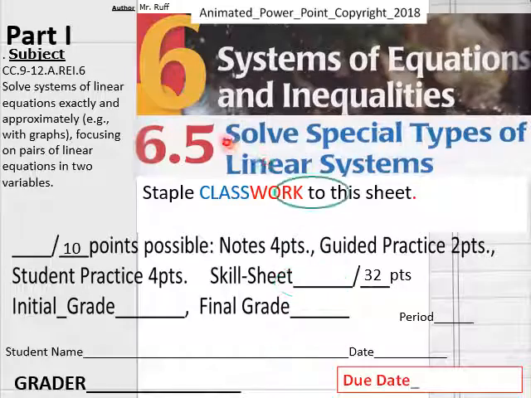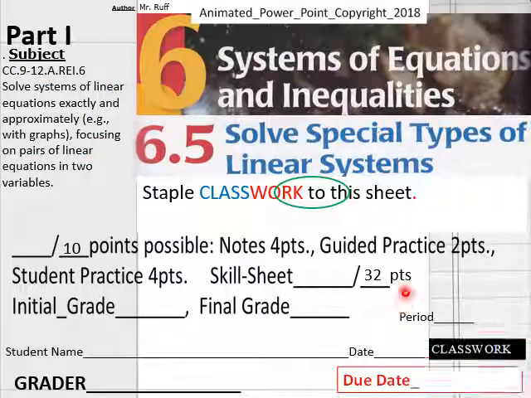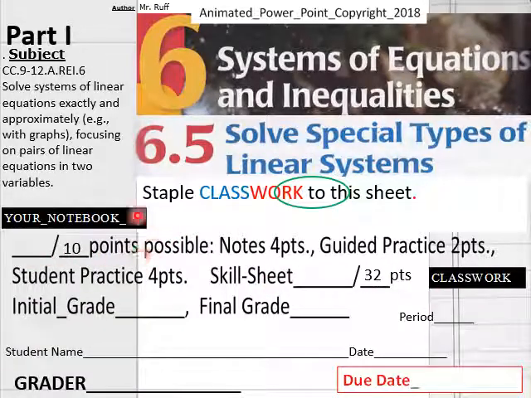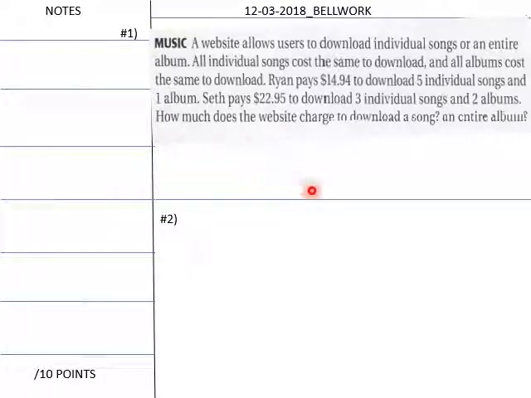6.5, solving special types of linear systems. So this is part 1 of this. Then we got a 32-point skill sheet here, and we got 10 points here of note-taking. So take note of that.